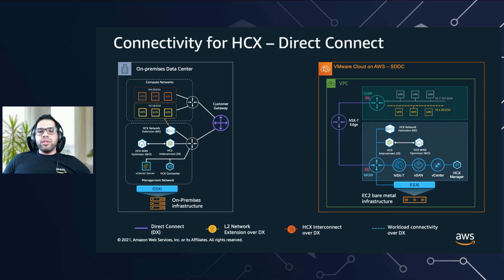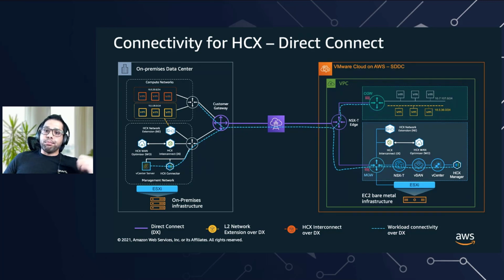Now, when we're doing this over Direct Connect, DX is used for all communications between the workloads, so no need for an IPsec VPN or anything. And the HCX appliances communicate using the private uplink IPs over Direct Connect. So there's no need for a public IP in the SDDC. There's no need for a public IP in the on-premises environment. All communication happens over private IPs.